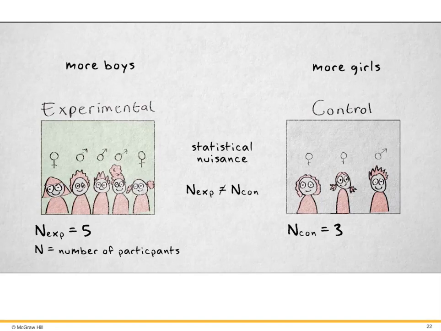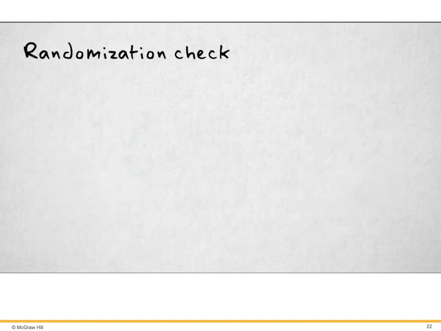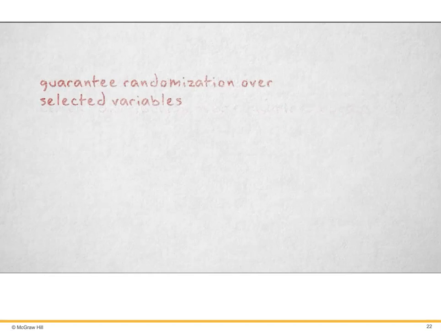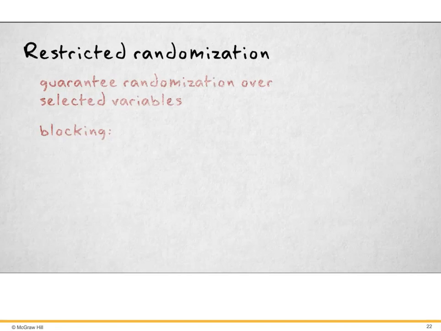One solution is to perform a randomization check. We can measure relevant background or control variables and simply check to see whether randomization worked and the conditions are the same, or whether randomization failed and the conditions differ on these variables. There is a way to guarantee randomization works on a select set of variables using restricted randomization procedures. Blocking is the simplest form of restricted randomization. It ensures equal or almost equal group sizes.